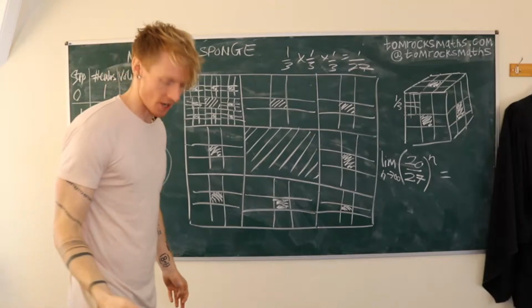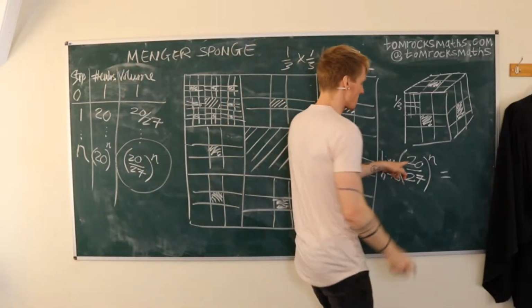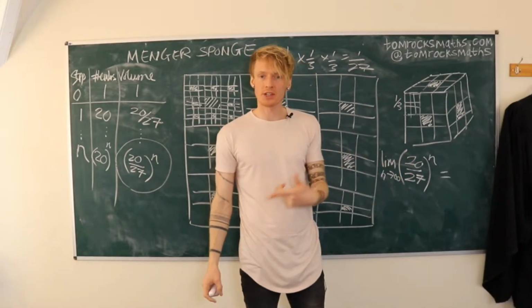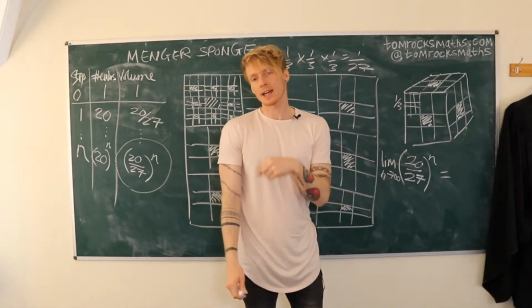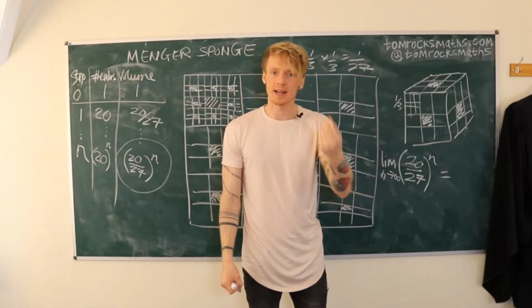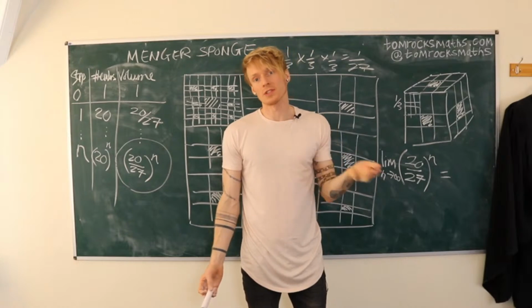Exactly, Sam. It's going to go to 0. So the reason it will go to 0 is you've got here 20/27. This is a number smaller than 1. So any time you have a number smaller than 1 and you multiply it by itself again and again and again, it gets smaller and smaller and smaller.